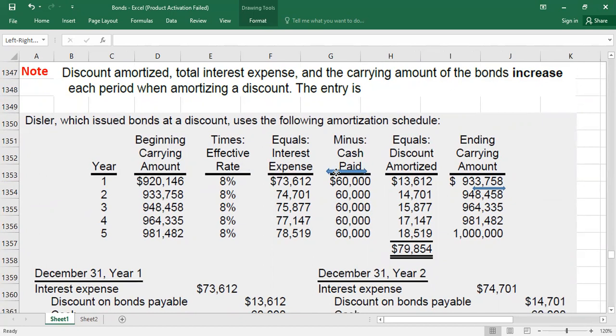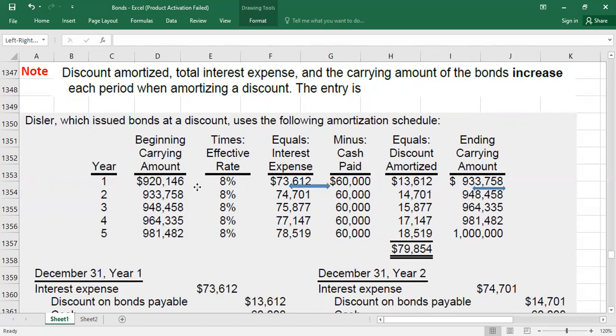Okay, you are going to pay interest over the bonds period. And then it equals the discount amortization. If you take the difference of interest expense and cash paid, this is called discount amortized. Okay, and then we have an ending carrying value. How can you calculate the ending carrying value? You need the beginning carrying value plus amortization of discount. So it will be equal to the ending carrying value.